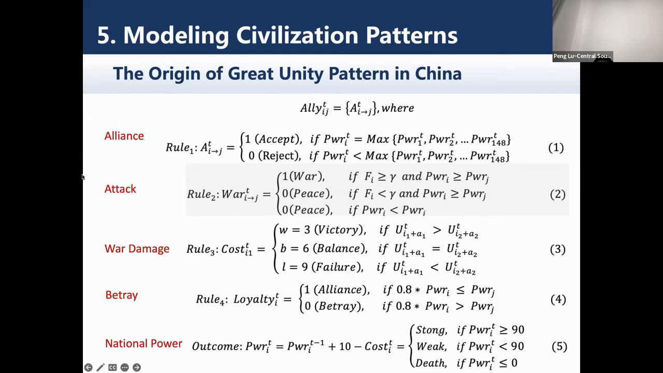Under the four action rules, we can obtain the final outcomes and the dynamic outcomes for each state. This is the outcome indicator. If the power of a state is larger than 19, it can be a strong one. If the power is 0 or below, it will die. So we have four basic rules to capture this process from multiple states to only one united state.